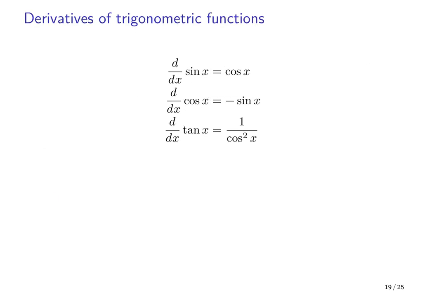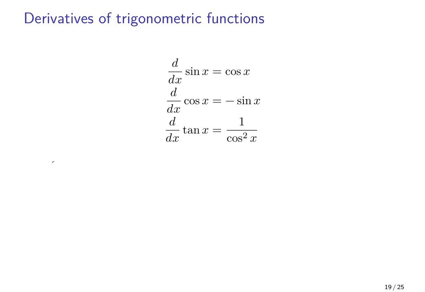We talked about f. What about trigonometric functions, sine, cosine, and tangent? The derivative of sine is cosine, the derivative of cosine is negative sine, and the derivative of tangent is 1 over cosine squared. Let's take just a minute to prove these rules.